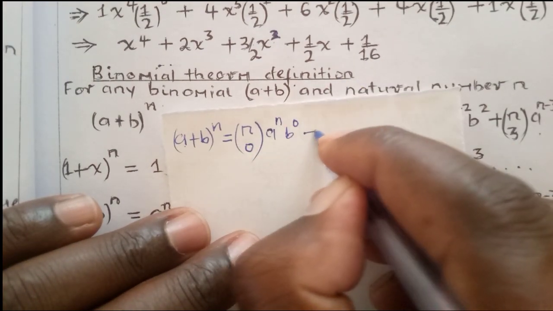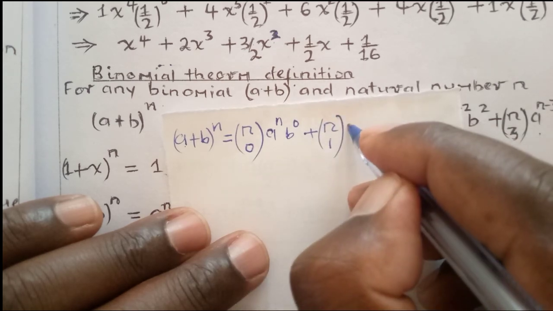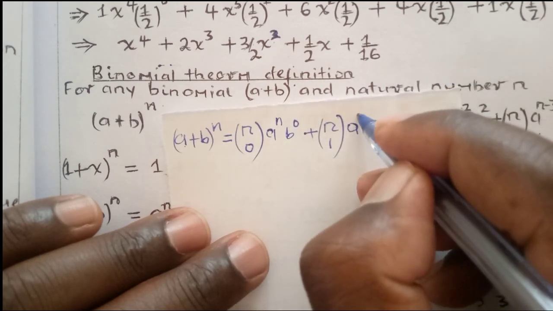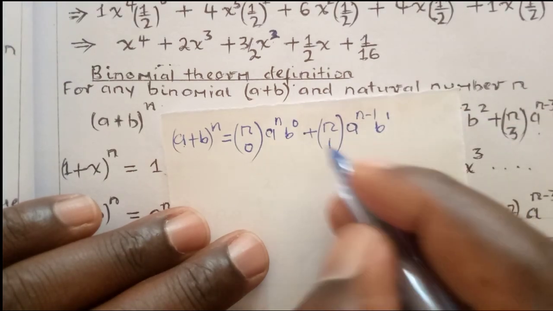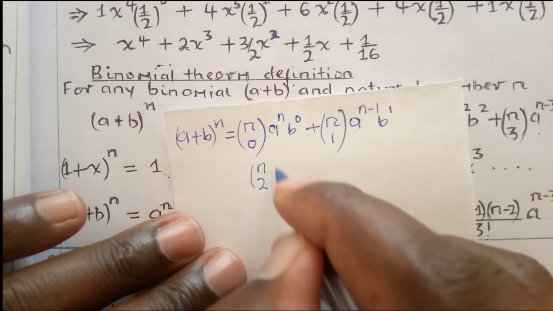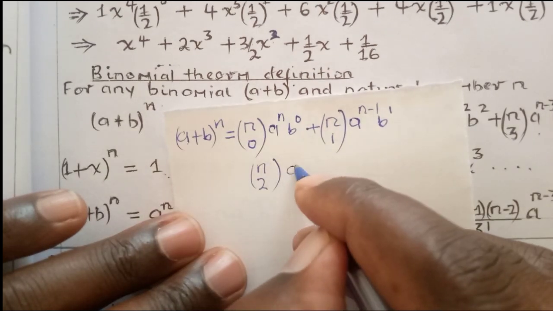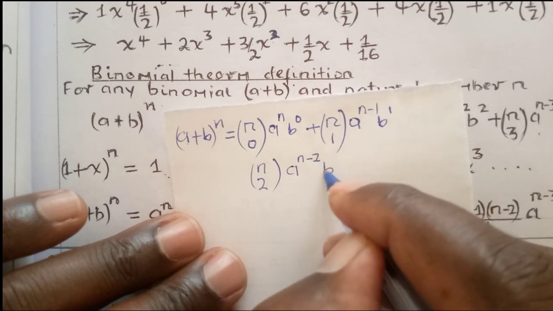So this one will be plus, then we write C(n, 1) like that, a raised to n minus 1, b raised to 1. And finally we can write the last one, C(n, 2), a raised to n minus 2, b raised to 2.